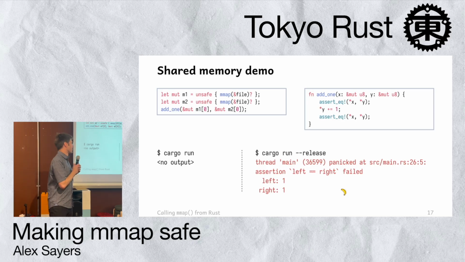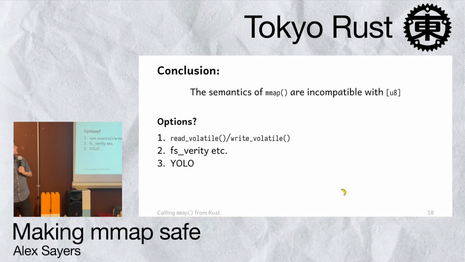You can probably see what's happened here. The optimizer looks at this and says, well, they used to be equal. We added 1 to one of them, so they surely aren't equal anymore, and replaces the check with an unconditional panic. And this is a classic consequence of undefined behavior, right? It works when you run it in debug mode, and then you turn the optimizations on, and you get something different and very goofy. So the sad conclusion is that the semantics of mmap are not compatible with Rust slices.